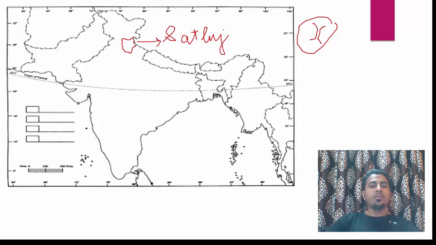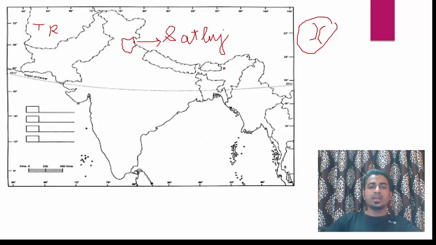So passes are important. Why? Passes are important for trade, for movement of animals and humans. This is known as cultural connect, and also the entry point of rivers. Okay, so Satluj enters through Shipkila. Then the second pass for us is Bomdila. Bomdila is in Arunachal Pradesh, and it is a pass situated here.